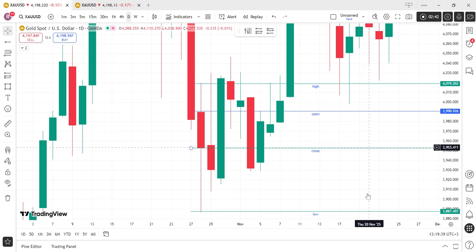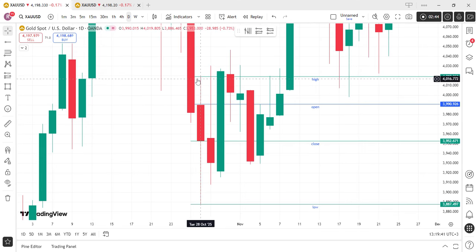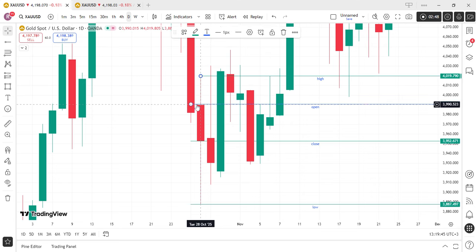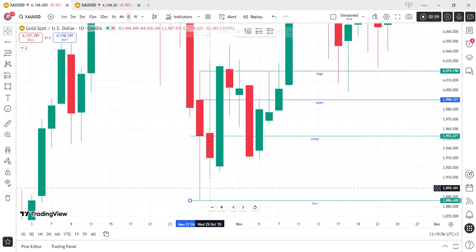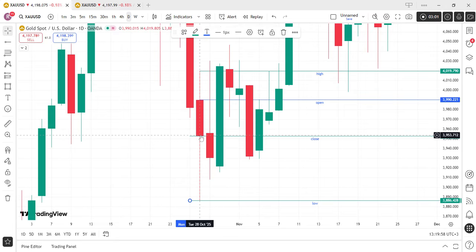Let me repeat it again. This is the high of this candle. This is the open. This is where we opened. So we opened here. We created that high. Then price started going lower. We went lower, created this low here. After creating this low here, we came back in and closed in here.